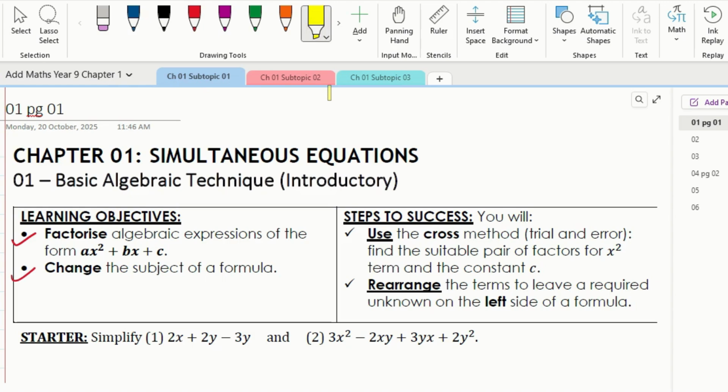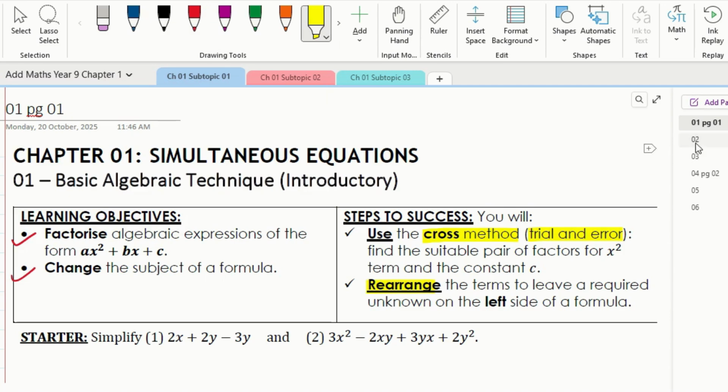Over here, for factorizing algebraic expressions, students will learn how to use the cross method. This cross method involves some trial and error concepts. In this cross method, students will be studying how to find the suitable factors for x squared and the constant term c. And for changing the subject of a formula, it's basically just rearranging the terms in a formula to leave a required unknown on the left side of the formula.